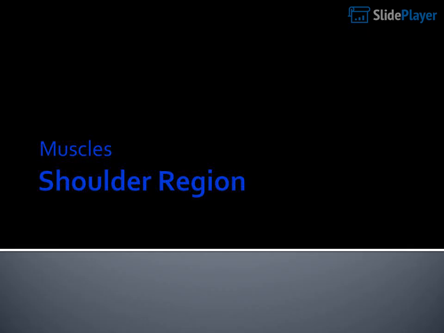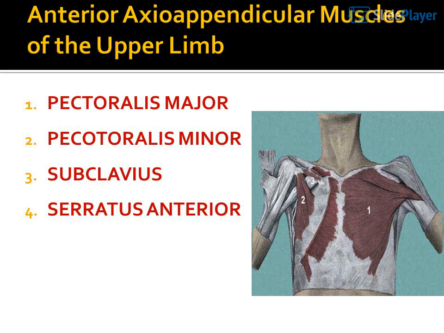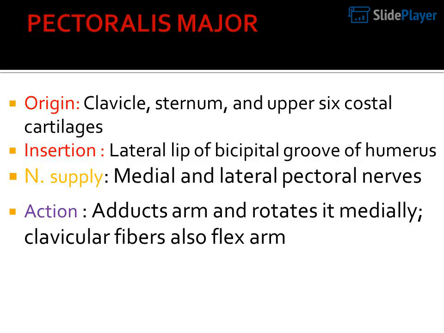Muscles. Shoulder region. Anterior axioappendicular muscles of the upper limb: pectoralis major, pectoralis minor, subclavius, serratus anterior. Pectoralis major and supply, medial and lateral pectoral nerves.